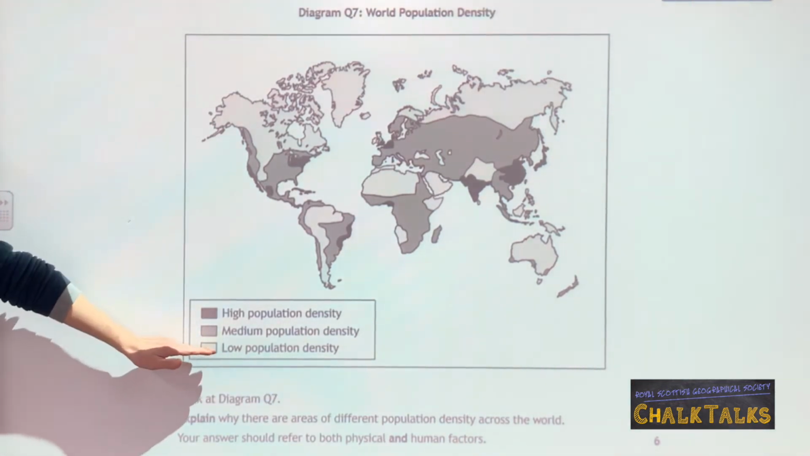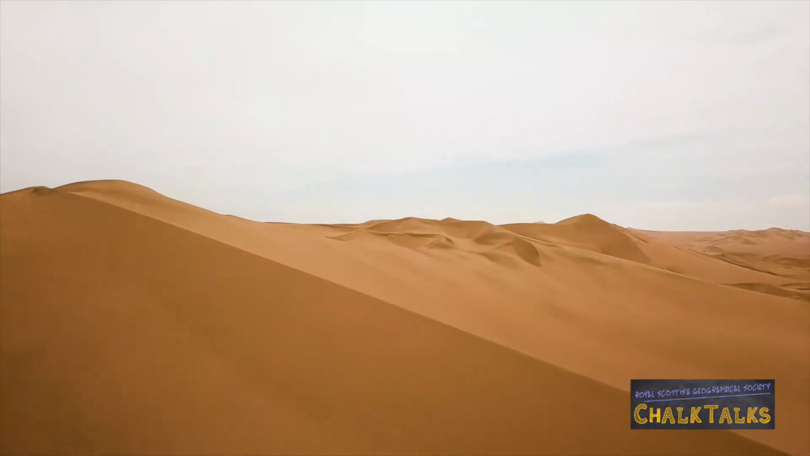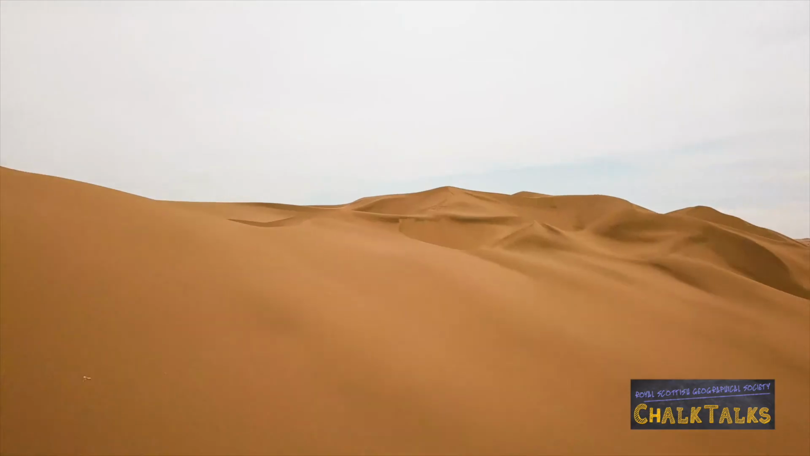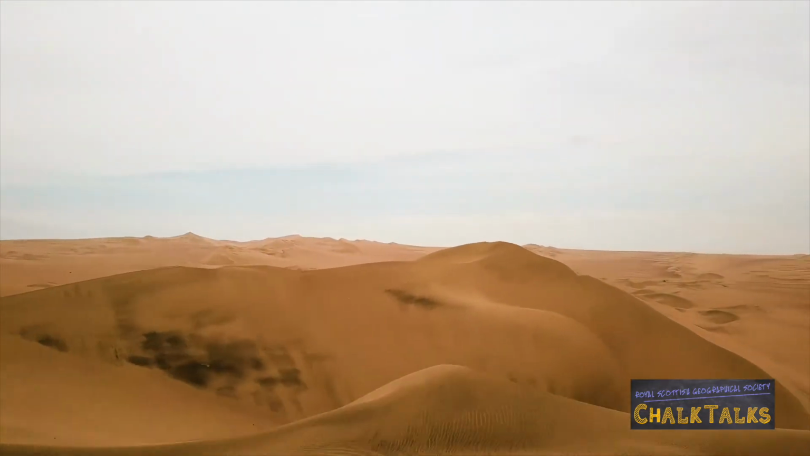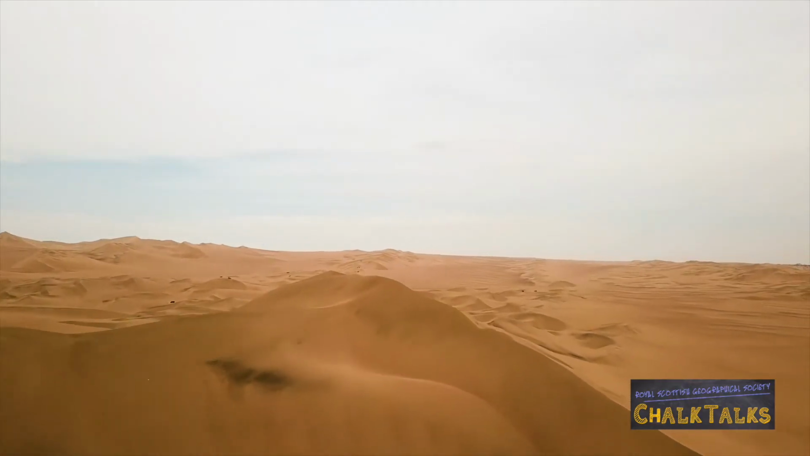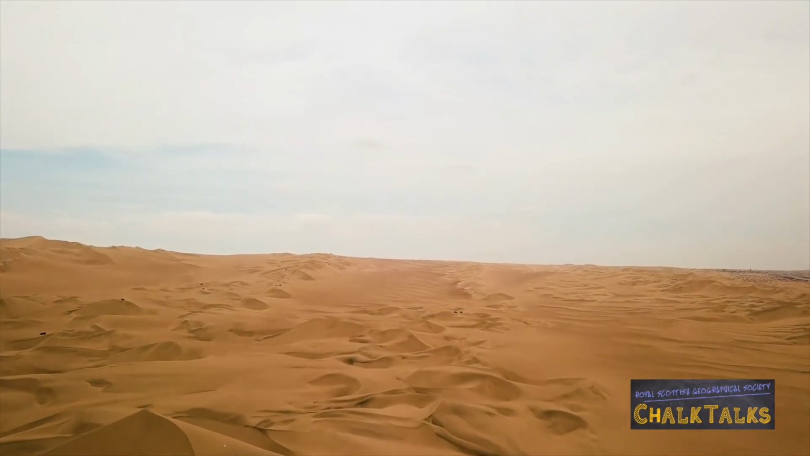Let's look at areas that have a low population density. We might, for example, identify that the northern Africa, where the Sahara Desert is, has very few people because it's a desert. That is describing. To explain that, you might say a lack of water means that farming is very difficult in a desert, and therefore few people live there.